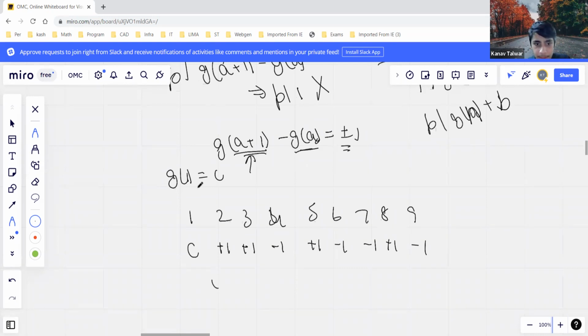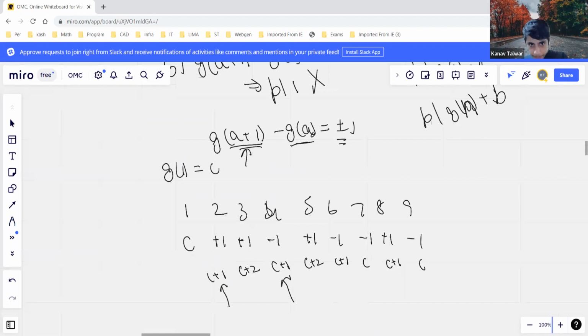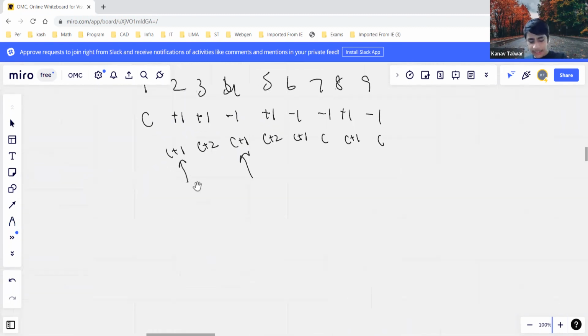So let's observe what happens right here. G of 2 turns out to be C plus 1. G of 3 turns out to be C plus 2, like plus 1 to G of 2. And G of 4 goes minus 1, so we go to C plus 1. And then we go to C plus 2, C plus 1, C, C plus 1, C. But note that G of 2 is equal to G of 4, right? But G was injective, exactly. So can we have both 1s and minus 1?